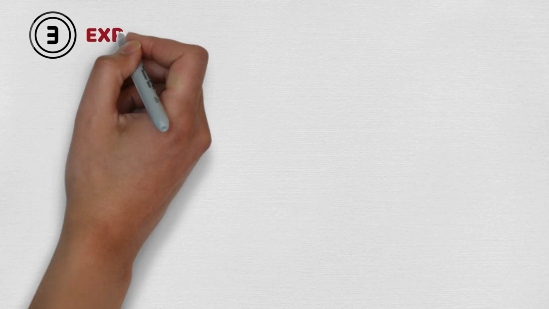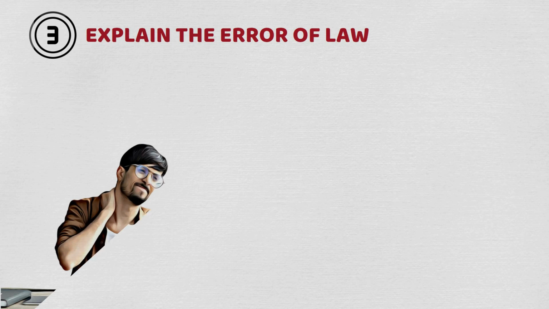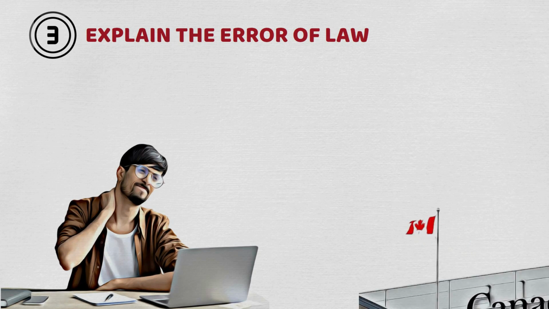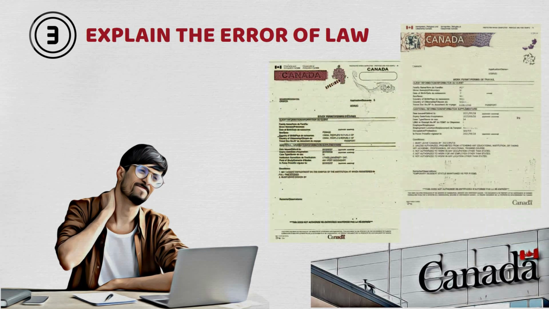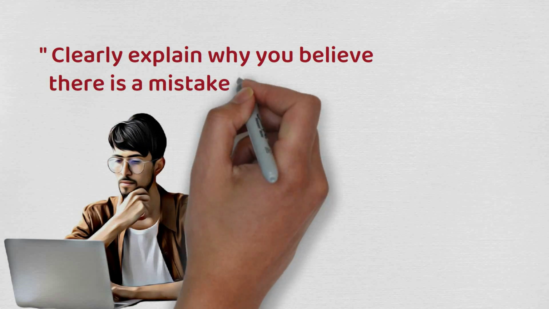Number three, explain the error of law. Do you believe that the IRCC officer made a mistake by applying the law? What are the requirements of the work permit application or the study permit application? Where do you find them? Provide them in your letter and clearly explain why you believe there is a mistake that took place.